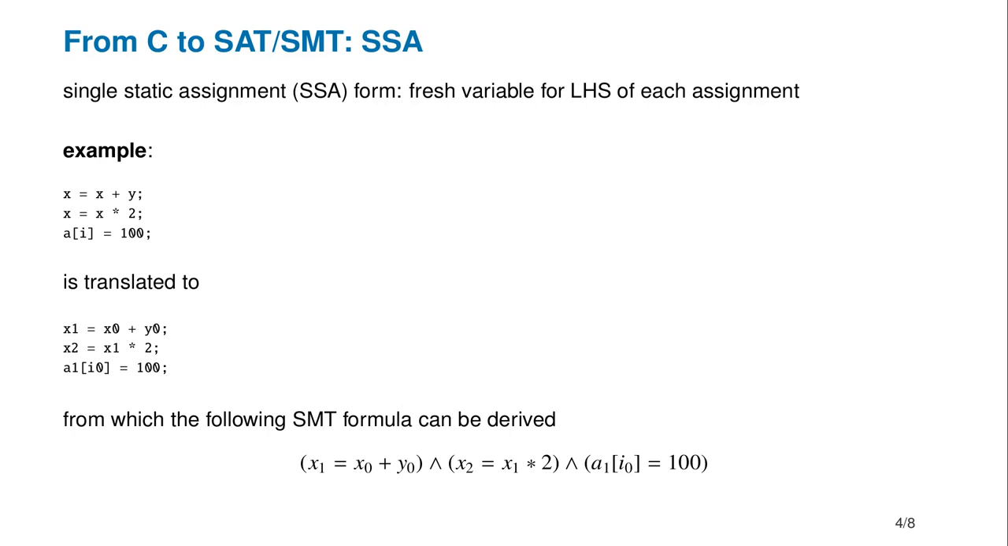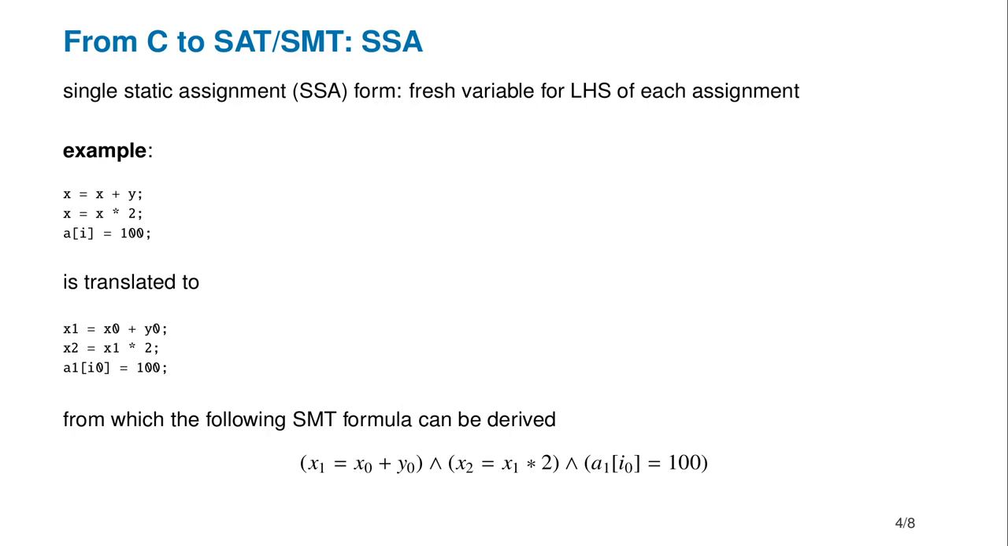This is very similar to what we had in the encoding of the bounded model checking problem in SAT. For each step we also had to introduce fresh variables. So we had variables for time point 0, variables for time point 1, variables for time point 2, and so on. And this is in principle the same idea we have here. Now we introduce a fresh variable for x at time point 2, and we do this per execution step.